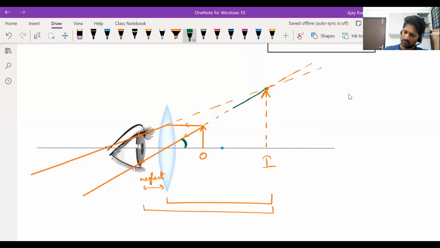Fine. And whatever angle the image subtends on the lens. Okay, see, this is one ray from the image. This is another ray from the image. The angle subtended is this now, theta. Whatever angle the image subtends on the lens, the same angle we assume is subtended by the image on the eye also.